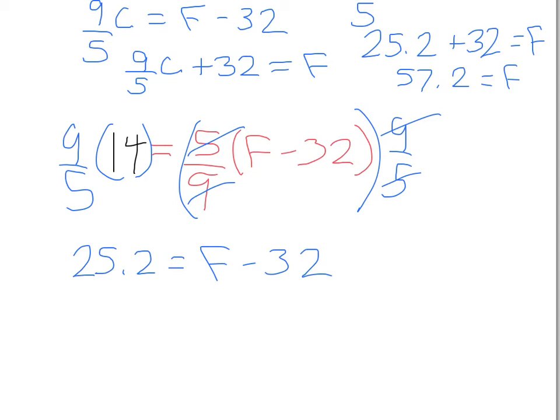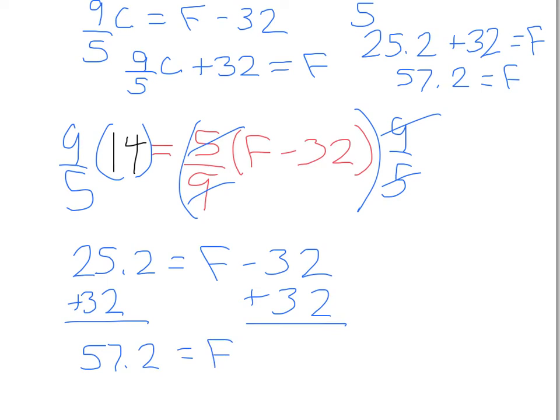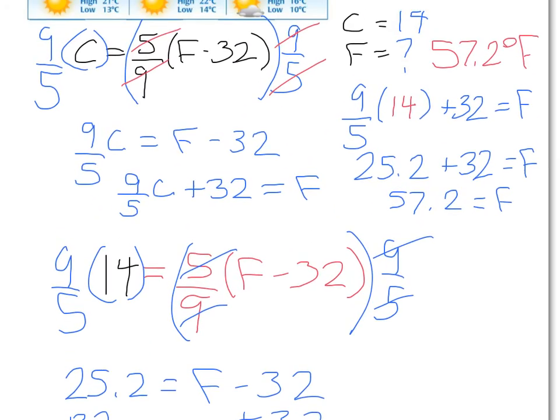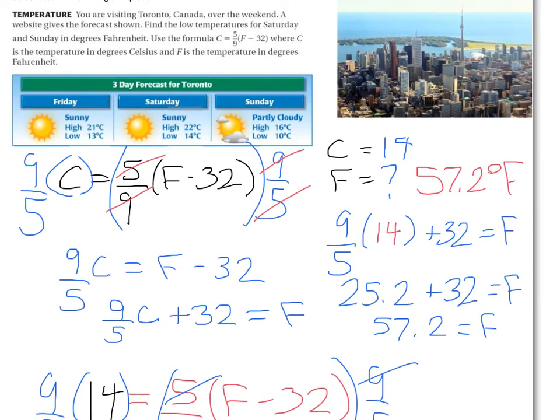And then to solve, all you have to do is, of course, add 32 to both sides, and you will still get the same thing. 57.2 is equal to F. So if you arrange the equation or not, you're still going to get 57.2 as long as you did your math correctly. But did you notice that as we did arrange the equation and use it in this sense, we were kind of able to get it a bit faster.